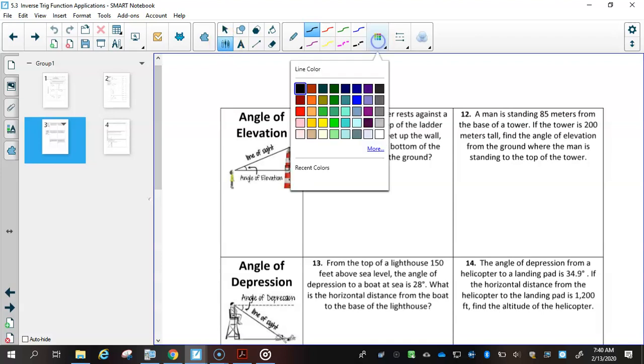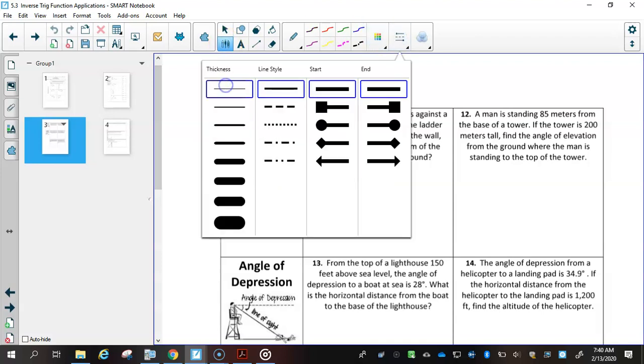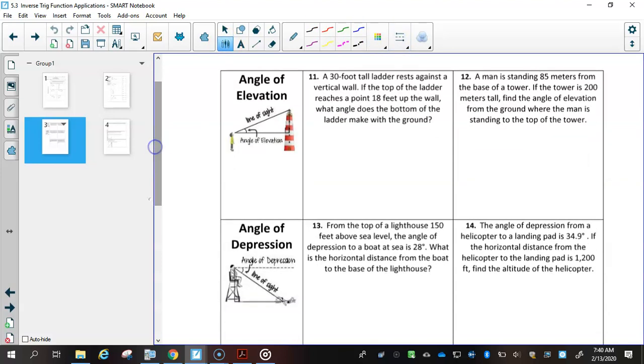And remember, I'm not an artist, so these pictures aren't going to be beautiful. But pictures help you see and visualize. I have some ladder up against a vertical wall. The ladder is 30 feet. It reaches a point at 18 feet. And I'm looking for what angle does the bottom of the ladder make with the ground.